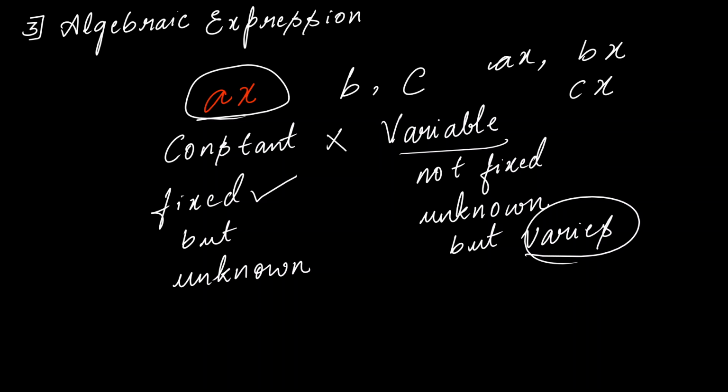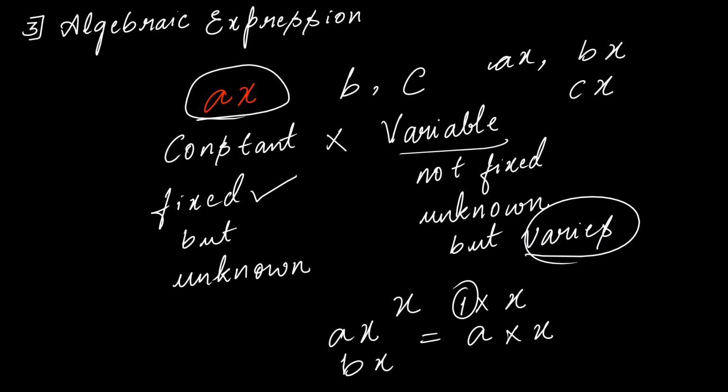Okay? So, before a variable, there will always be a constant. Please remember that. If there is only x, then here there will be 1 multiplied by x. So, the constant is 1. If it is ax, then a is a constant and x is a variable. Similarly, bx. So b is a constant and the variable is x.